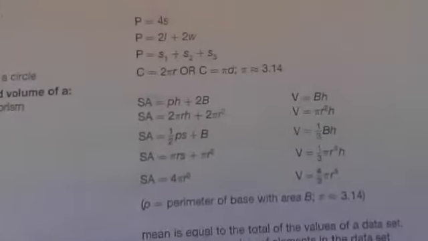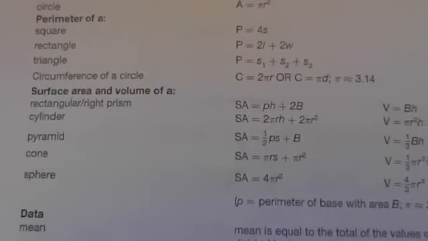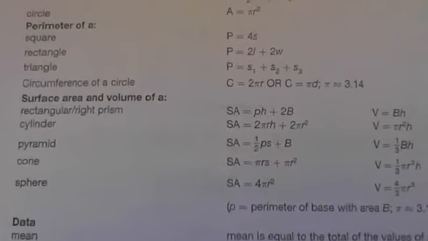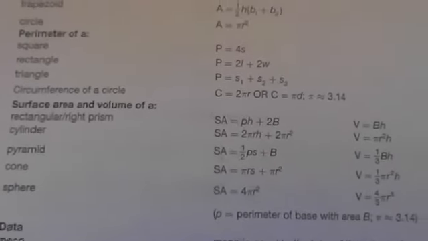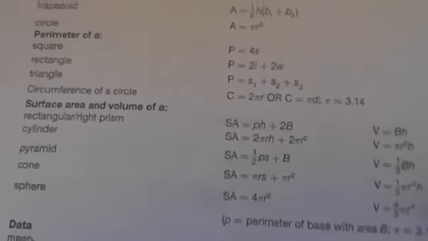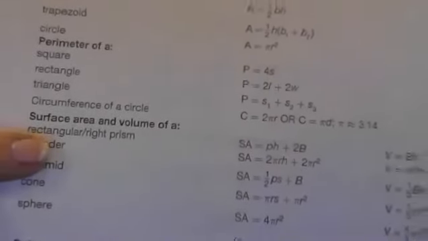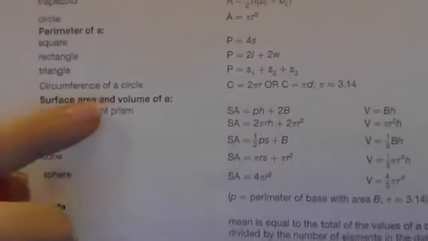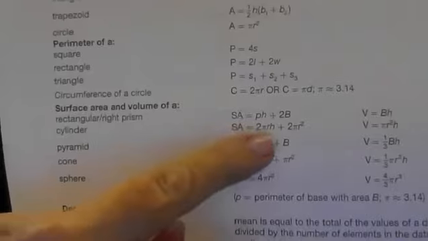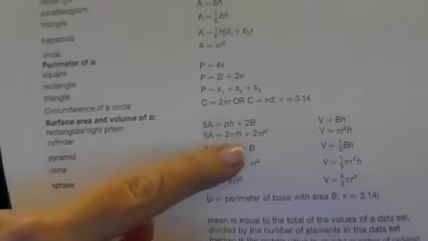You see? The first one is rectangular or right prism. Do you know where we are? Is everybody where we are? Okay. If you see rectangular and right prism, then if you move over, the SA is the surface area. We'll do that later. Here is the formula for the volume right there.